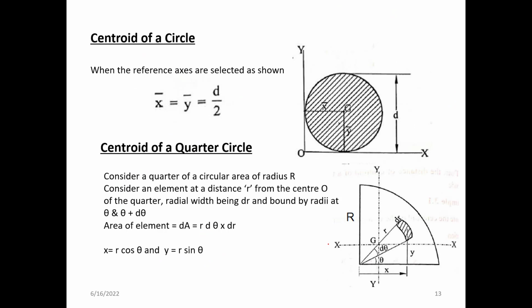And for the centroid of a circle, a circle being a symmetrical shape in all directions, we have x bar and y bar equal to d by 2. So at the centroid of a circle, we have the value x bar, y bar equal to d by 2 when the circle is placed very close to the coordinate axes.